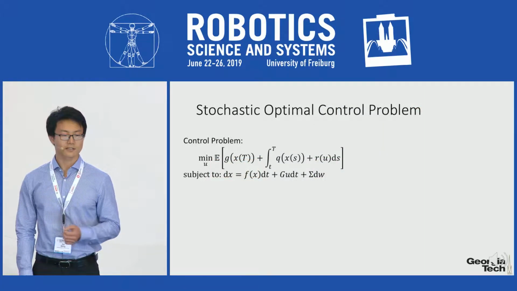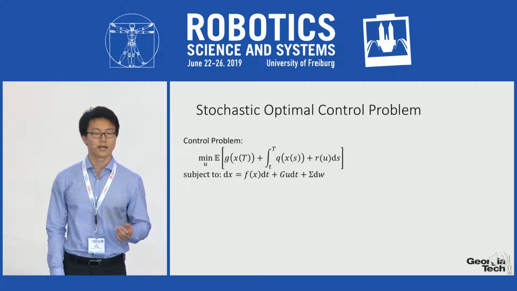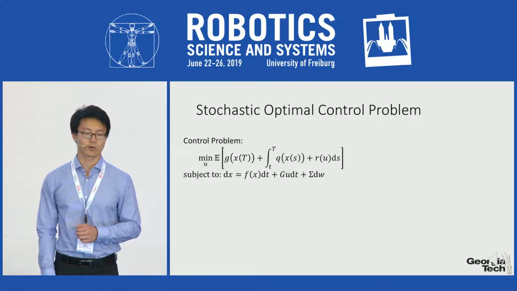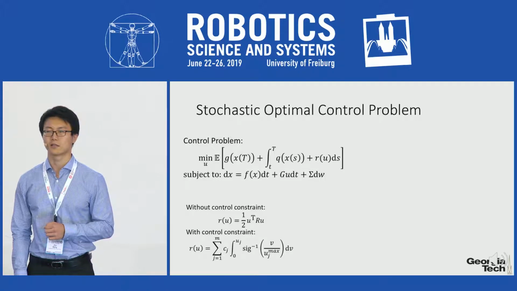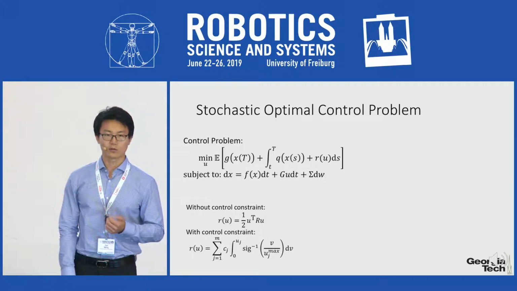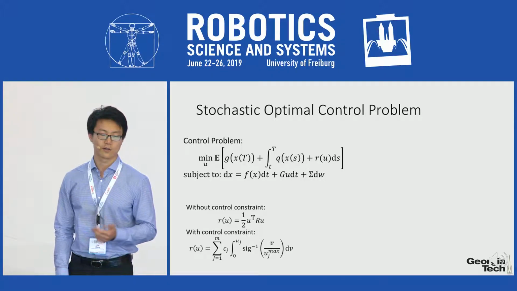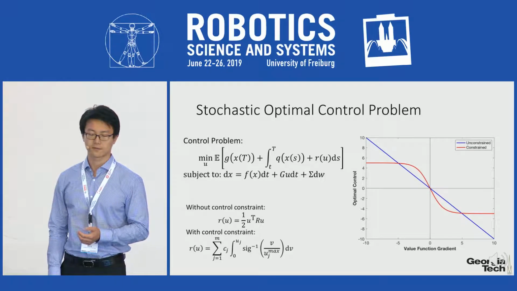The stochastic optimal control problem that we're interested in is minimizing the expected terminal state cost and the running state and control costs, subject to some dynamics affine in control. When there's no control constraint present, we simply use the quadratic control cost. But in many applications, we do deal with control constraints. When that's the case, we incorporate a tanh function in our control cost function so that the resulting optimal control is clamped.